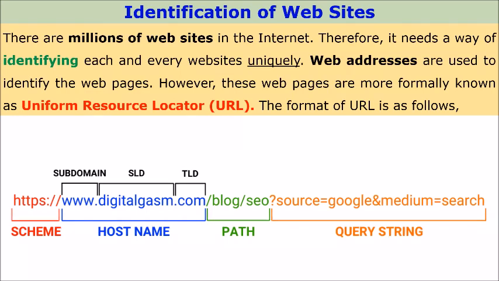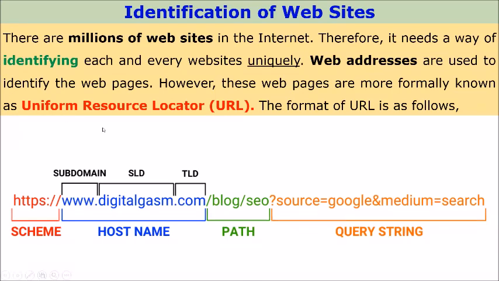Here we are going to identify web pages. We need identification because millions of websites are available on the internet. Then there should be a way to identify these websites separately, uniquely. Then they are using a unique address called a web address or URL, Uniform Resource Locator, right? There's another name for web address. Web address is very common. All of you know what a web address is, but the technical term is URL, Uniform Resource Locator.